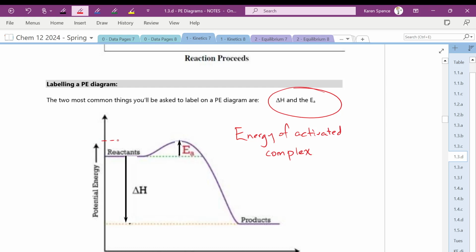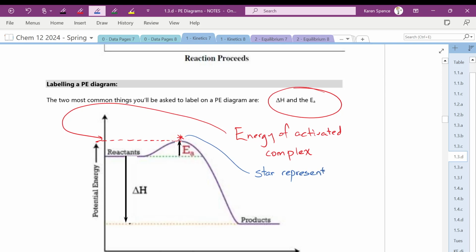I would probably personally draw a little line over here, and I would say that right there is the energy of the activated complex, because then I can read it off the y-axis. Is good? I should have put that over on the side. Yes? Yeah, if you want to actually show an activated complex, you can just put a little star there. Okay, the star would represent the activated complex. Is good? Okay, cool.